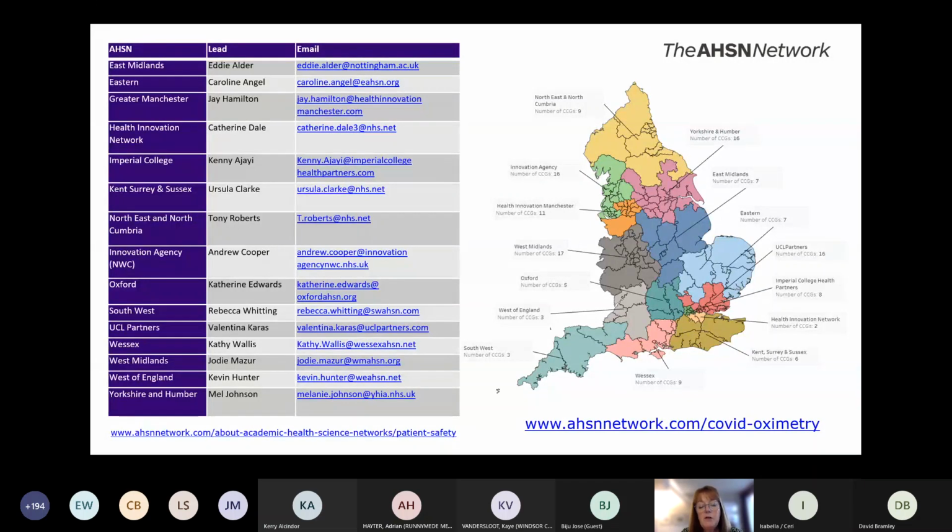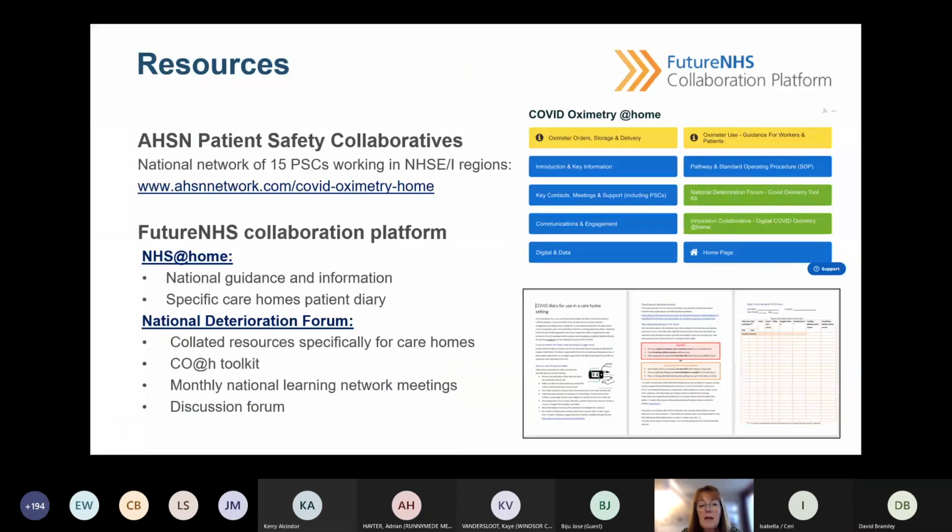So you can see there that you will have a local AHSN Patient Safety Collaborative in your area. So do feel free to contact them for some help. Next slide, please. And as I said, the help can be personal, so therefore also local to you through the collaborative. But there's also national help.